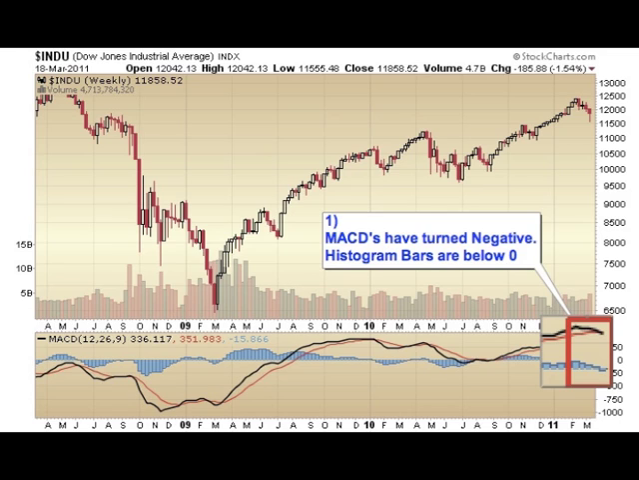And the MACDs and histogram bars have both confirmed the move in the stochastics negative. As we see down below, the MACDs turned negative when the black line crossed over the red. And the MACD histogram bars also turned negative when they fell below zero. This chart doesn't look good, so we gave it a red mark.